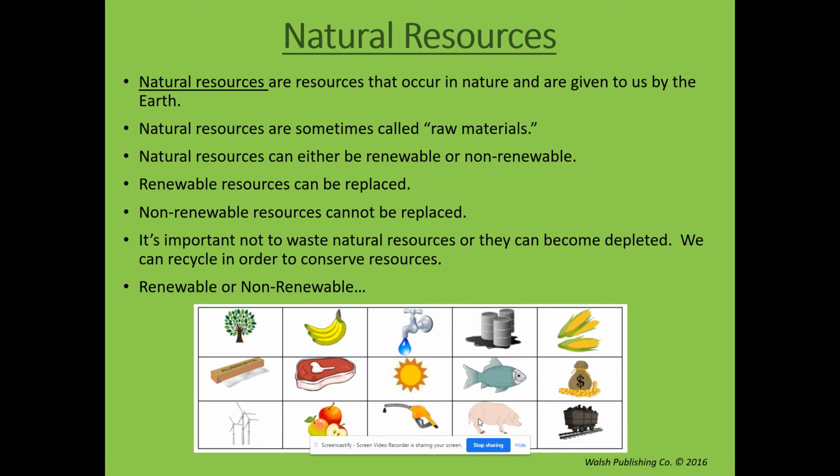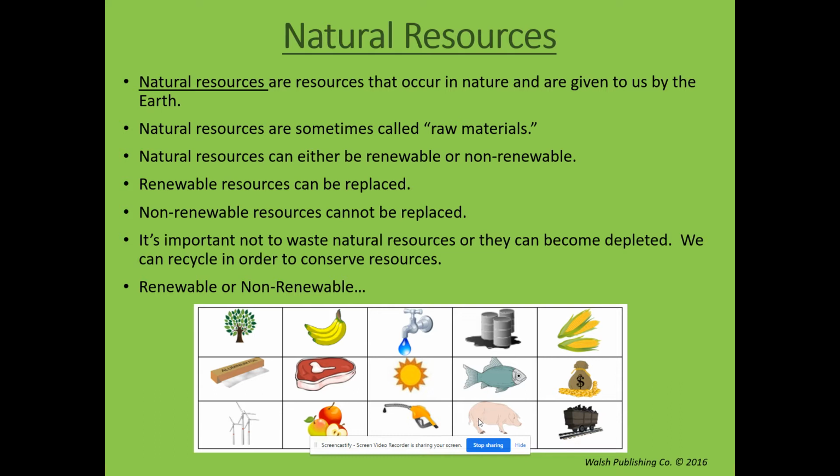Oil. Oil comes from the earth. It's a natural resource, but it is non-renewable. You can't plant oil and make new oil. Corn is, of course, renewable. You can plant corn. Aluminum. Aluminum is a metal that comes from the earth. It is not renewable. We can't grow it.